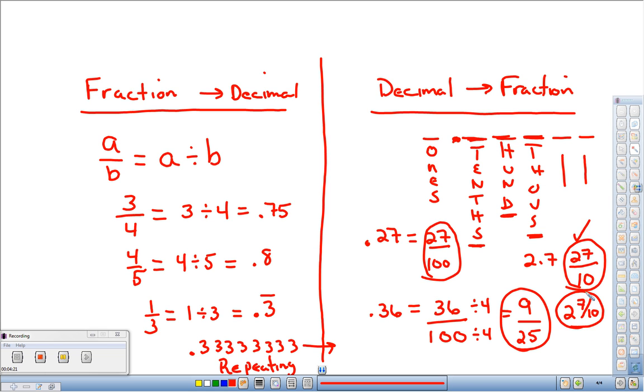I do this because, as we know, mixed numbers are bad. Mixed numbers are what? Bad. They're bad. Very good.